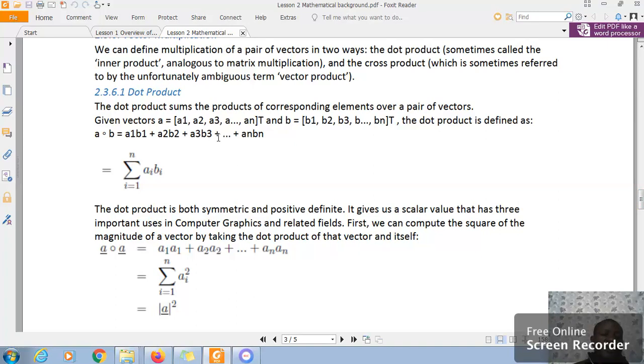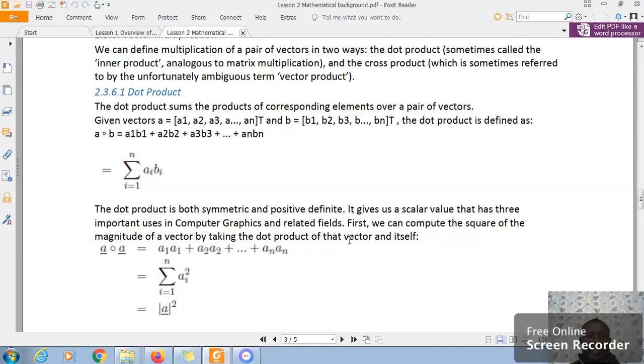The dot product sums the products of corresponding elements of a pair of vectors. For instance, if we have 2 vectors A and B, then if we get the dot product A dot B, you'll be multiplying the corresponding elements in each of those 2 vectors. A1 times B1 plus A2 times B2, in other words, is the sum of the products of corresponding elements in the vectors. That way we obtain what we call the dot product.